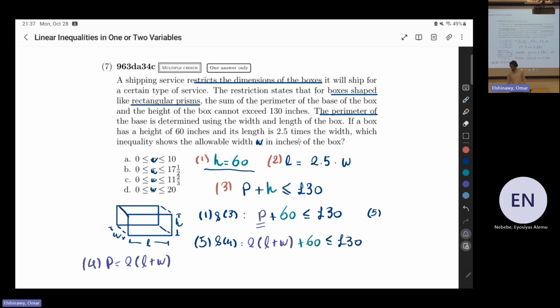Okay, so we're almost there. We would like to have an inequality in W, but we have L and W. So we need to get rid of L. Now, how do we do this? Yeah, so L is equal to 2.5 times W. We'll see in a moment.